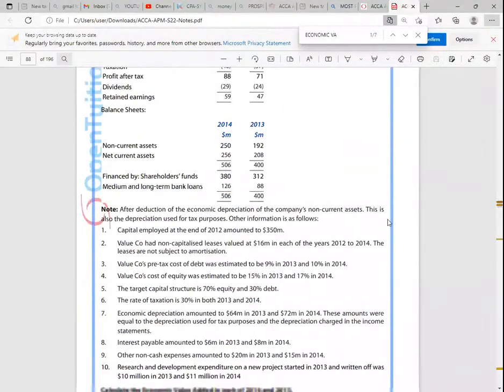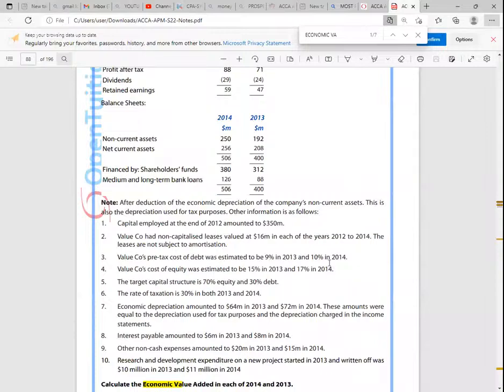Great, so here we are. This is a very bad examiner. This guy has given me capital employed at the end of 2012, not 2013. Remember, our financial years are 2013 and 2014. An examiner who does this is an examiner who does not wish me success.